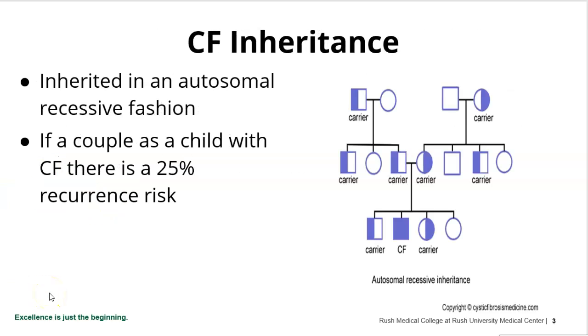This is just a pedigree of cystic fibrosis, or really any autosomal recessive disorder. The fully filled box means that the individual is affected, and you'll see there are a lot of carriers out there, but carriers in general do not have symptoms before you see an individual that's affected.